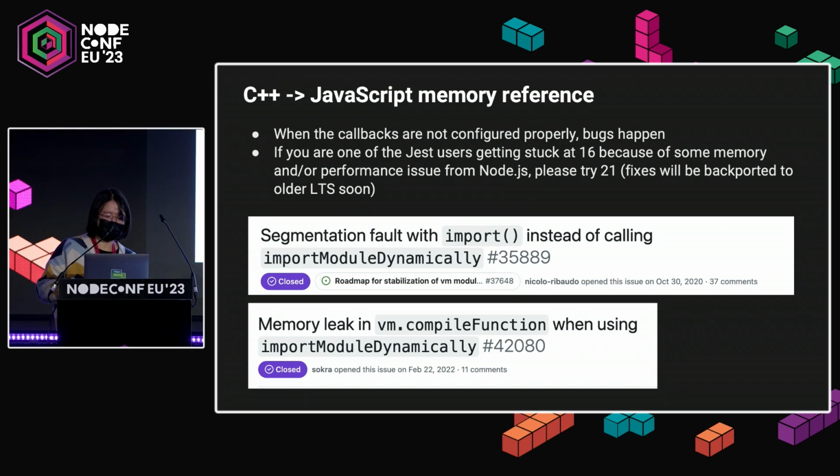And the incorrect usage of the weak references gave us bugs like this, which is why, for example, a lot of JS users are still stuck at Node 16. So in case you're also stuck because of these, the bugs are fixed in 21 now. So please try 21 and see if they go away for you. And these fixes will be backported to older LTS releases soon.